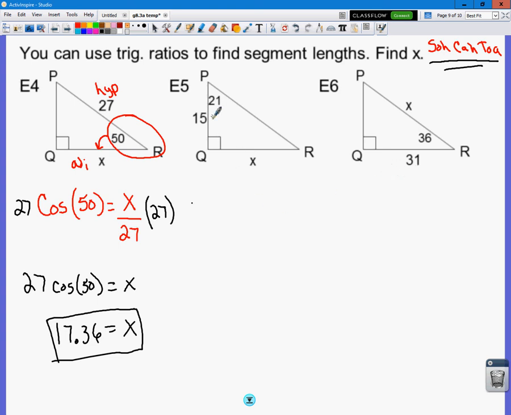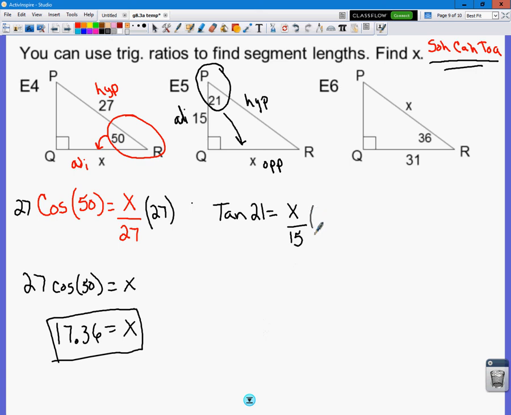Where am I going to start in example 5? I'm going to start at angle P because they've given me that acute angle. And then I'm going to look to see what they have. Well, this would be the hypotenuse. There isn't anything there. This is opposite. This is the adjacent. Opposite and adjacent is tangent. What am I taking the tangent of? 21. And it will be equal to x over 15.